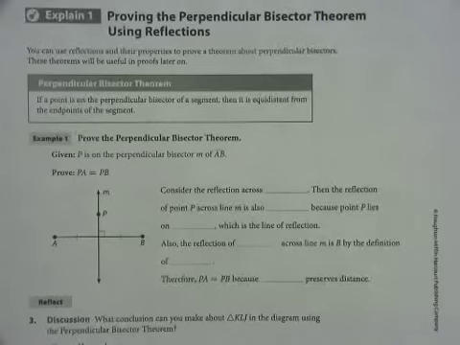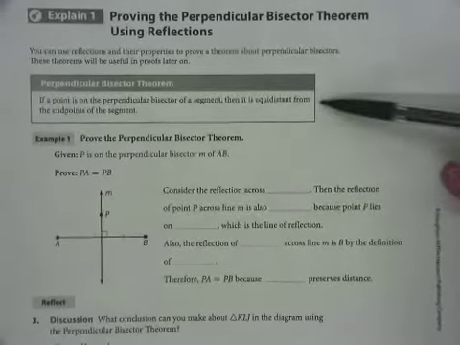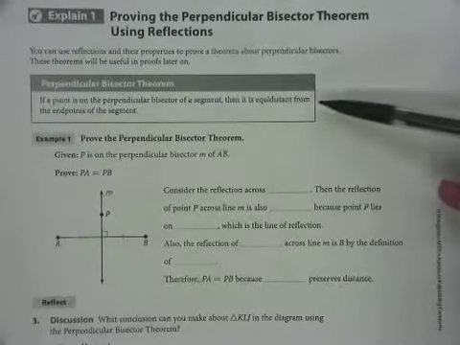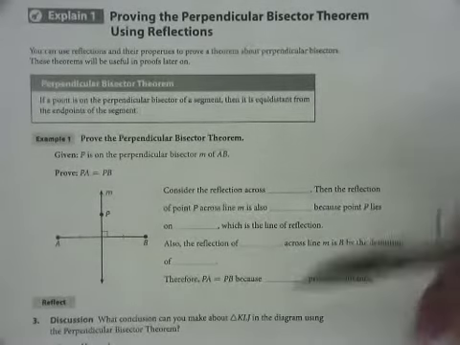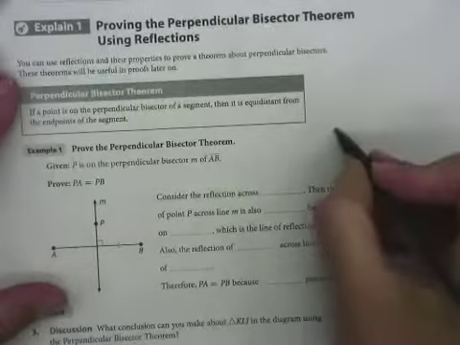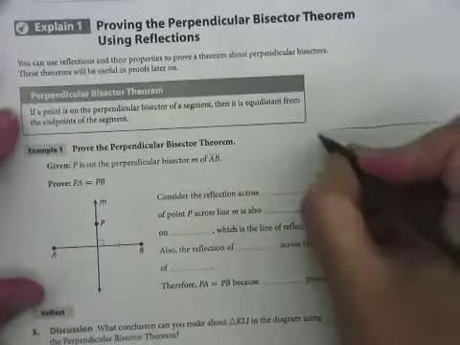So now we're going to flash back to reflections that we talked about in Unit A and develop some properties of perpendicular bisectors. So this first property is saying that if a point is on the perpendicular bisector of a segment, then it is equidistant from the endpoints of the segment.